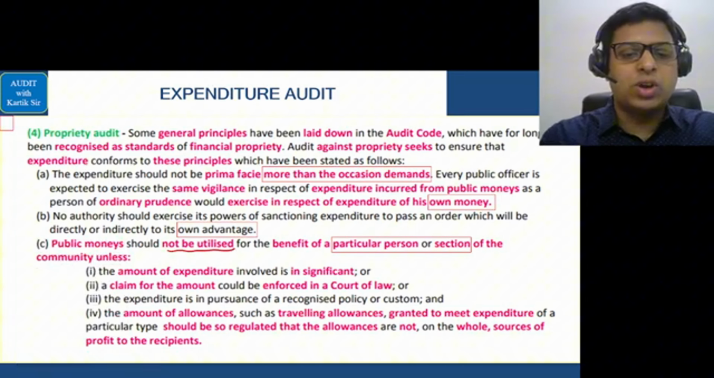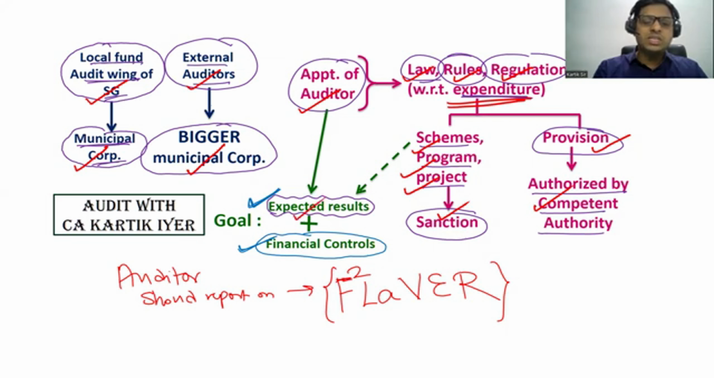ठीक है, आगे. The goal is to reach the expected results कि जो हम लोगों का पर्पस था वो अचीव होना चाहिए. Let's say a local body is planning to make a bridge. So is the bridge made properly? That is called expected results. See, bridge being made properly is okay. That is one part of it.